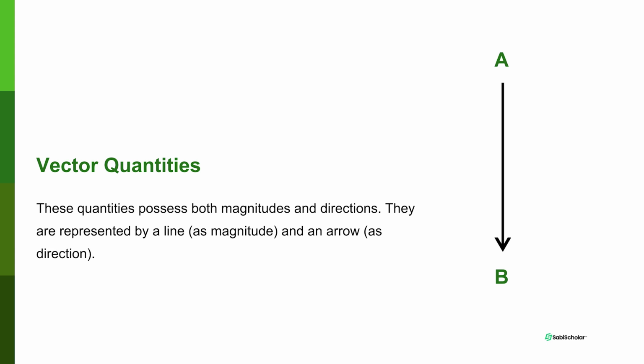You represent vector quantities with a line. That line represents the magnitude, and an arrow shows the direction, as you are seeing in the picture here. The length of the line tells you the magnitude of the vector, and the direction the arrow is pointing to tells us the direction of the vector quantity.